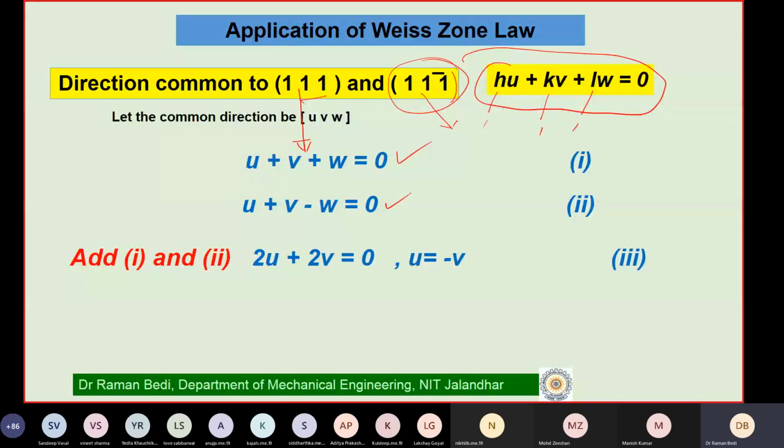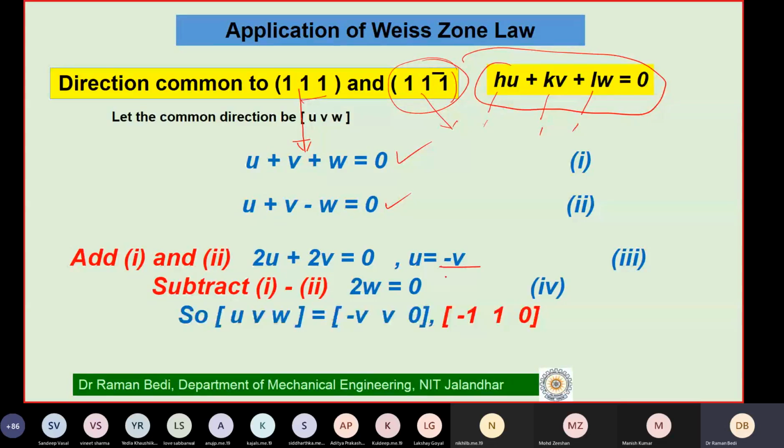So when I add 1 and 2, I get U is equal to minus W. Going further, subtracting 1 and 2, I get 2W equal to 0. Substituting these values, I get the answer here, that the common direction happens to be bar 1 1 0.